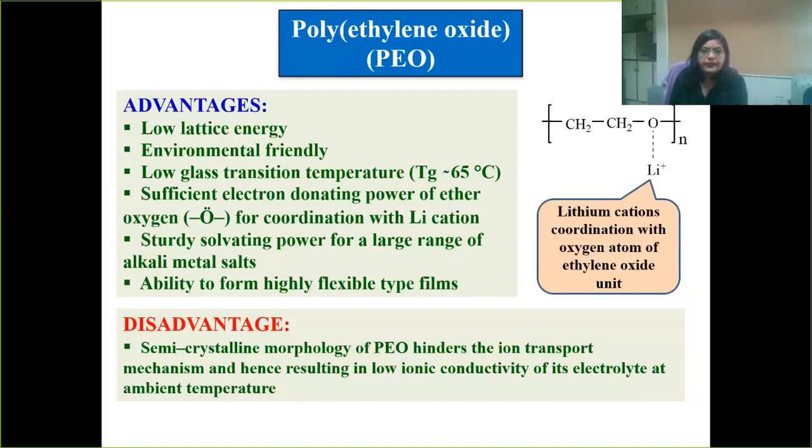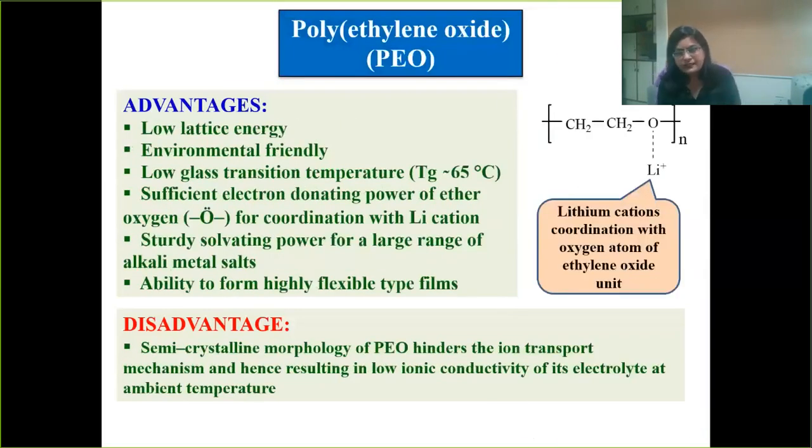with lithium cation. It has good solvating power for a large range of alkali metal salts, and its ability to form highly flexible films. On the right hand side of the slide, we can see the coordination of lithium ion with the ether oxygen of PEO. So this type of interaction occurs. The main disadvantage of polyethylene oxide is its semi-crystalline morphology, which hinders the ion transport mechanism and results in low ionic conductivity of the electrolyte. For high ionic conductivity, the material should be amorphous.